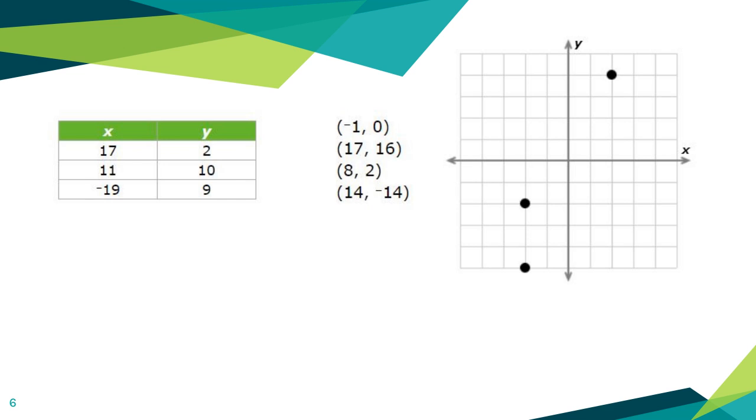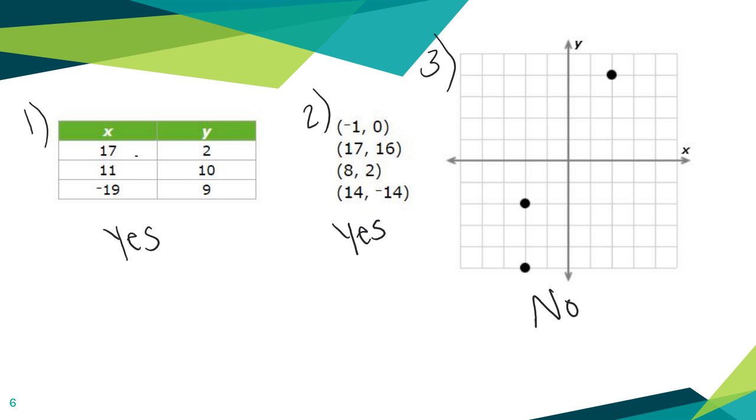Next one, try these on your own. This first one, is it a function? Yes, it is, because there's exactly one output for each input. What about the second one? Is it a function? Yes, it is, because again, none of my X numbers are repeated. What about number 3? This one, is it a function? No, it's not, because right here, it touches in the same spot twice.